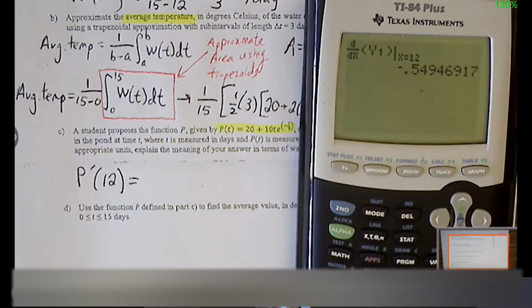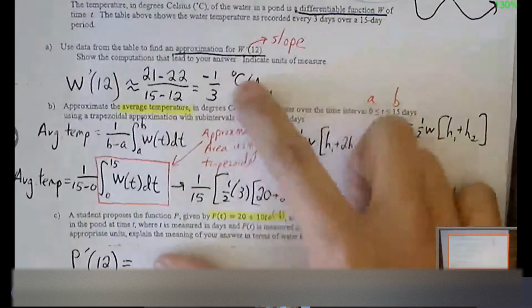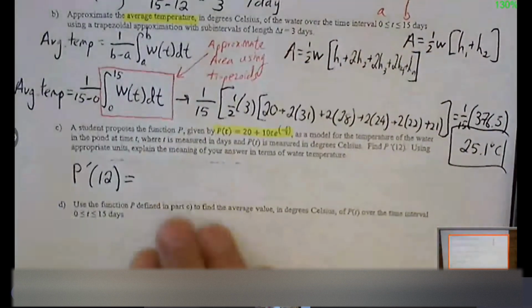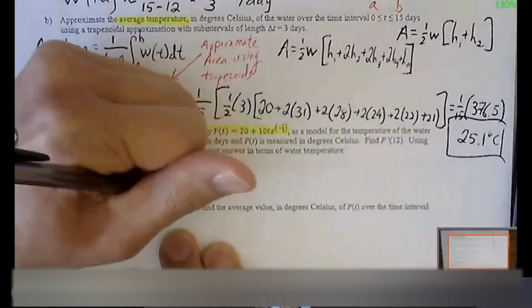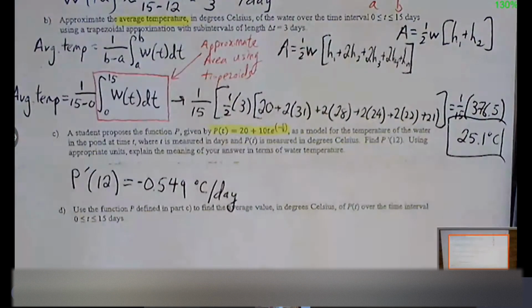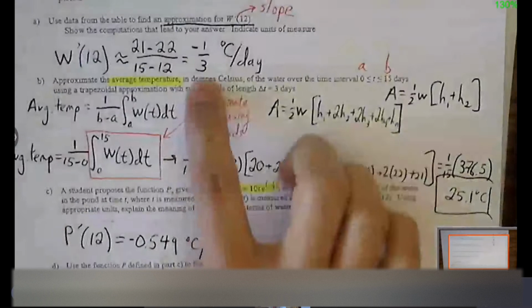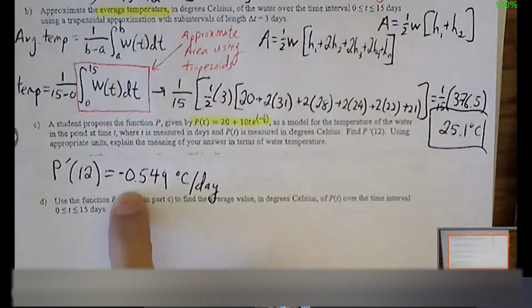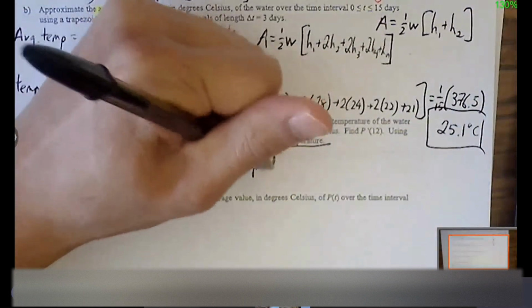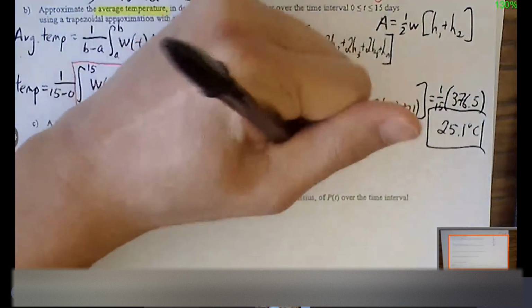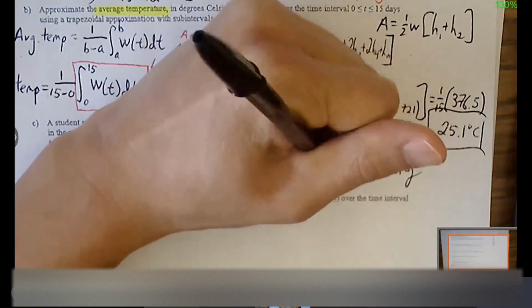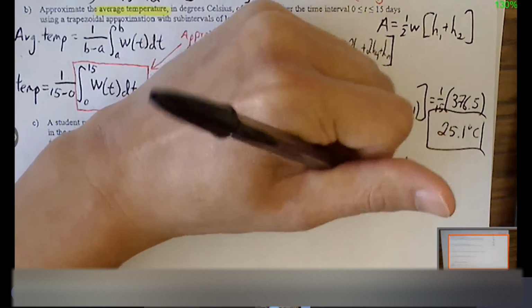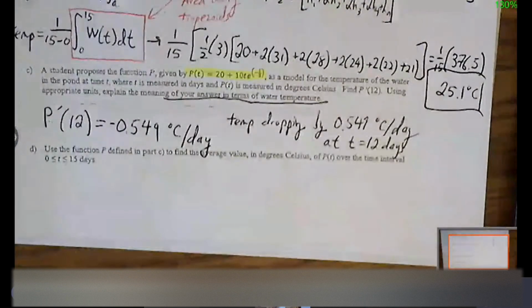If you look, it should be something similar to part A. It's just a more accurate version of part A. Okay. Units of measure, same thing. So A and C are after the same goal. It's just that one is an approximation and one is more accurate, based off the model. Same idea here: temperature is dropping on that 12th day.